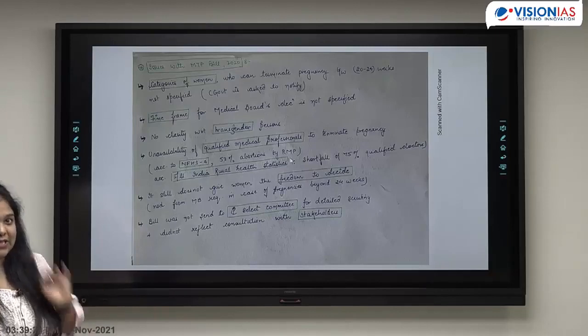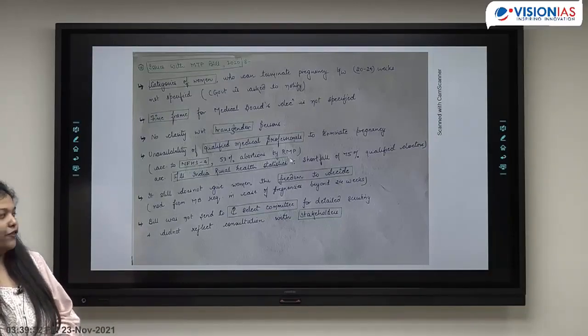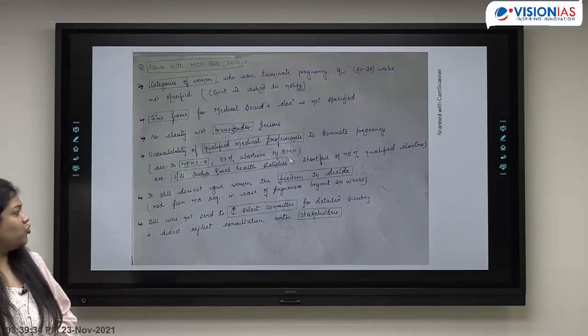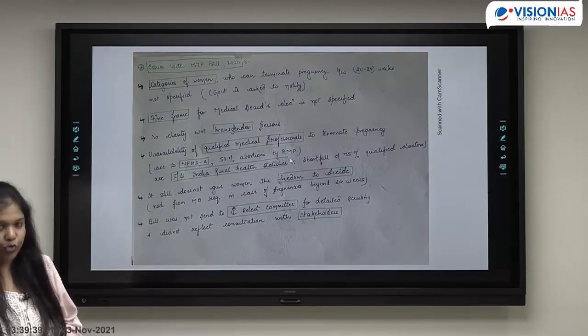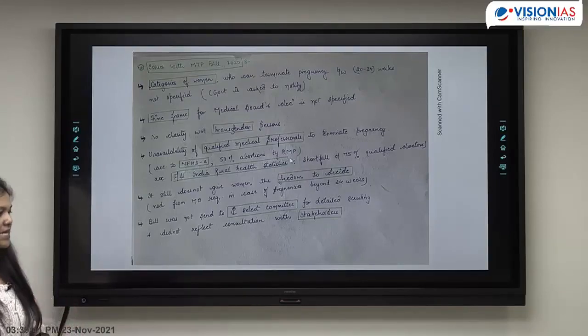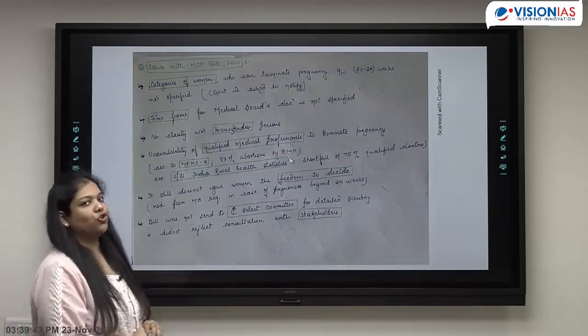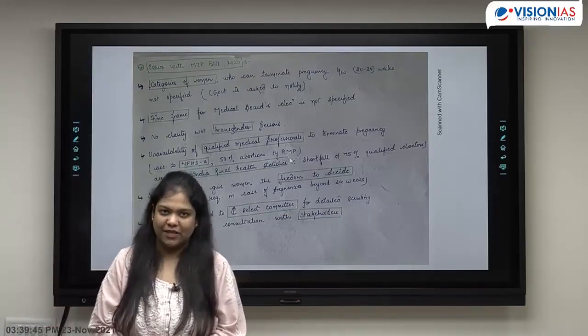The Act still doesn't give women the freedom to decide. Is that clear? The nod from the medical board is required in the case of pregnancies which go beyond 24 weeks. Is that clear? And even if it is a situation of rape, let us say a person is a rape survivor, okay?